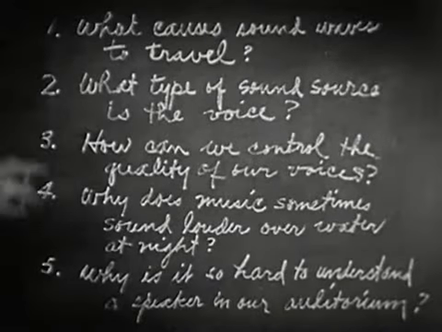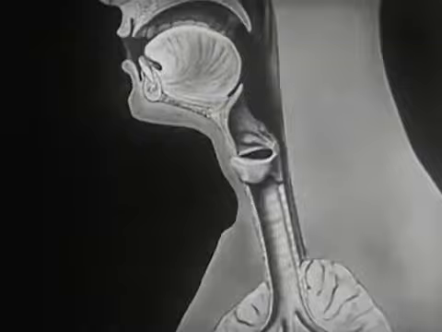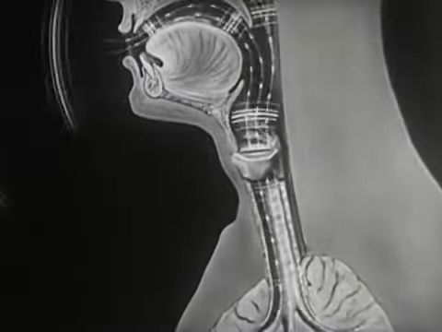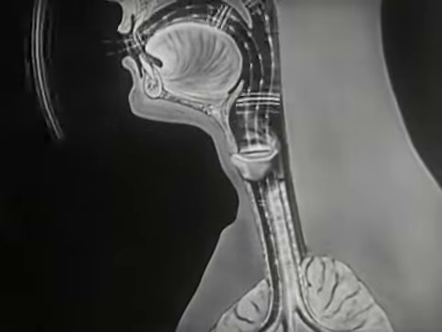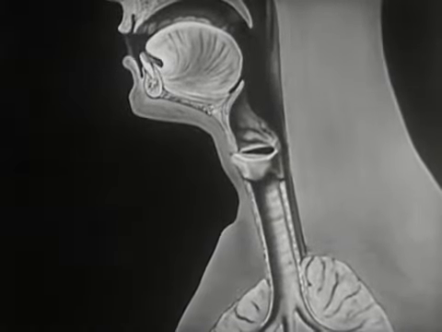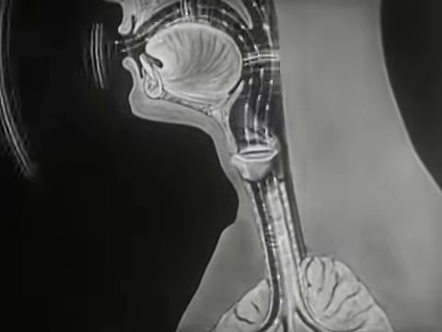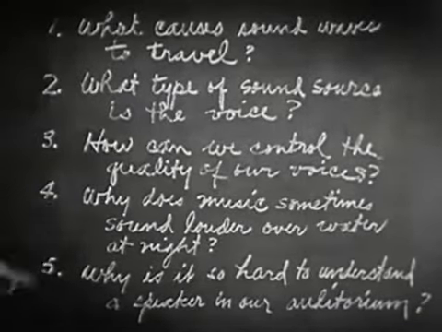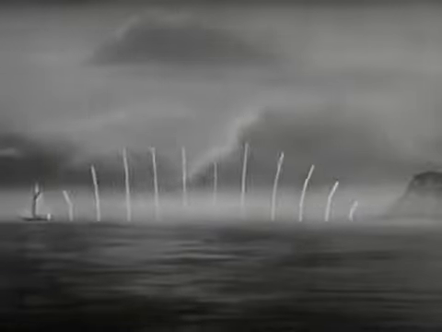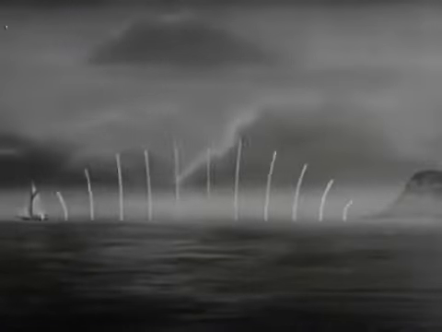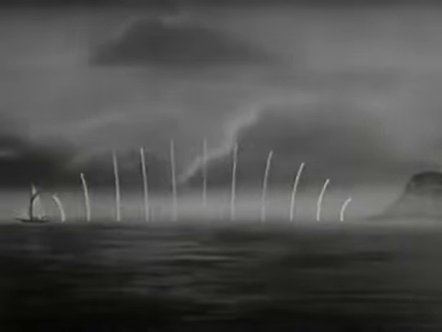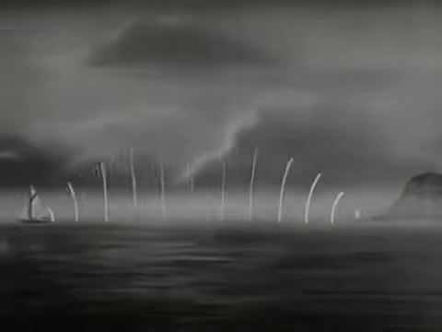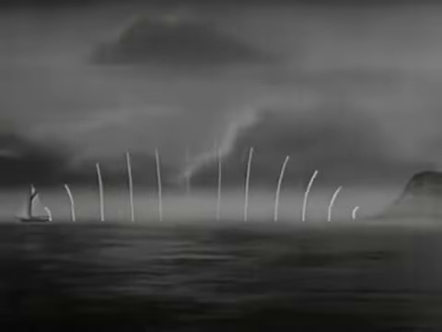What type of sound source is the voice? In the trachea and in the cavities of the nose, mouth, and head are elastic columns of air which can be made to vibrate. The vibrating source is in the voice box and consists of two muscular strips called the vocal cords. Why does music sometimes sound louder over water at night? The portions of sound waves near the surface travel more slowly through the cooler air near the water. Their upper portions, that would normally be unheard, are bent down toward the surface, and the wave is thus focused and strengthened.